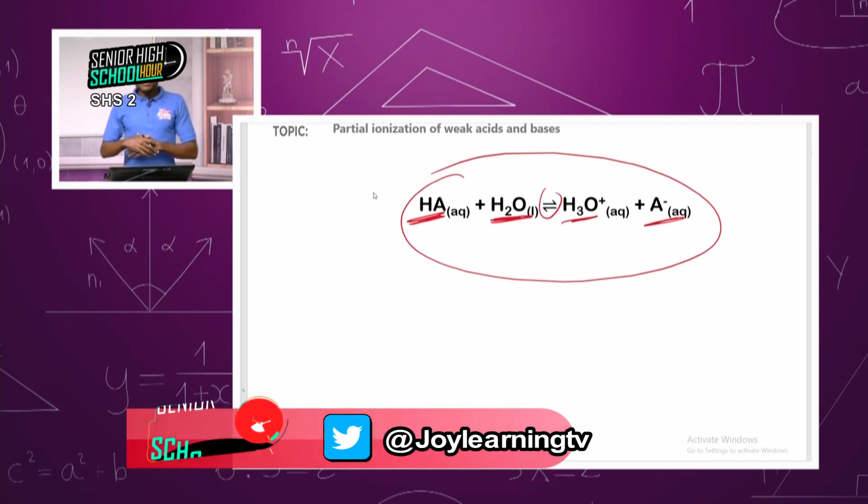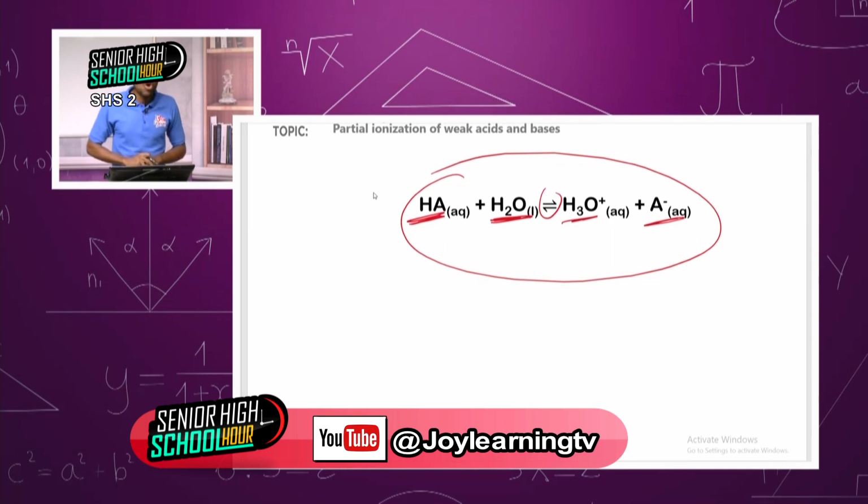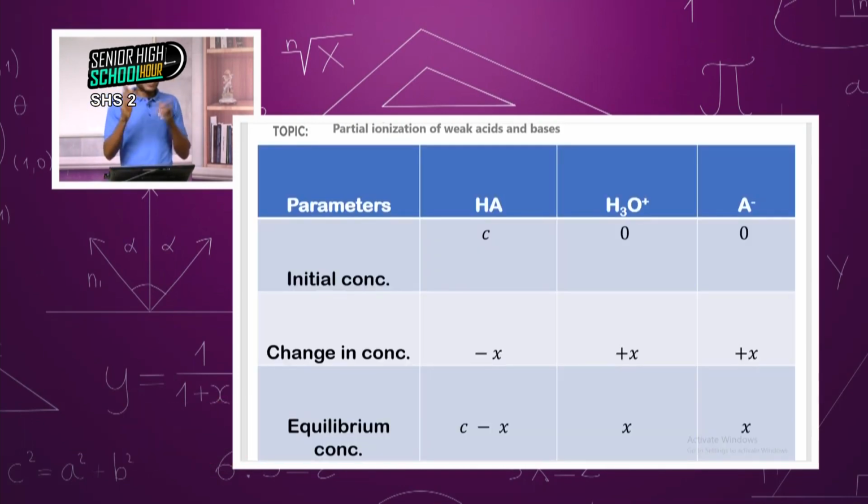So from here, we can use an ice table. Ice table? Is it the ice block in my home? No, ice table. So this one is a table, not the ice block in your home. So this is how it looks like. It's just simple. So the I there is initial concentration of the weak acid HA. And then the C will be the change in concentration. And then the equilibrium concentration, that is E. So it becomes ICE. So it's not the ice block in your home.